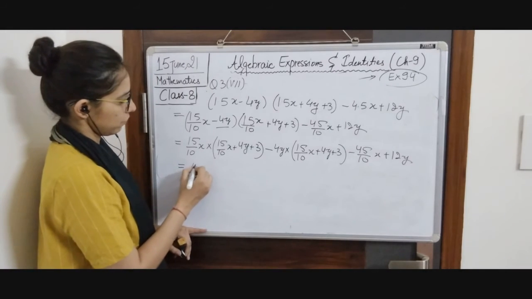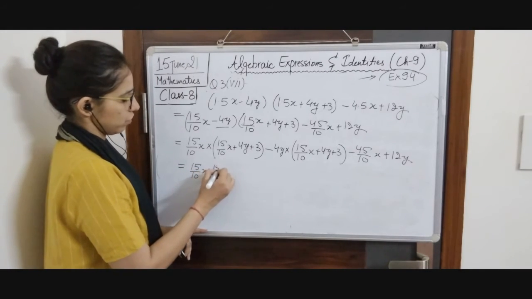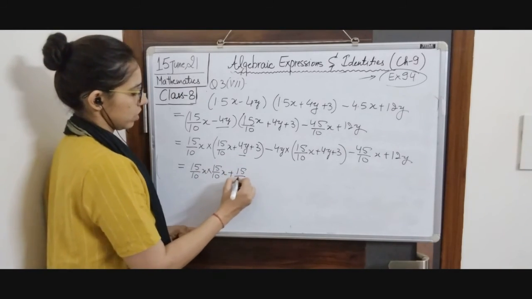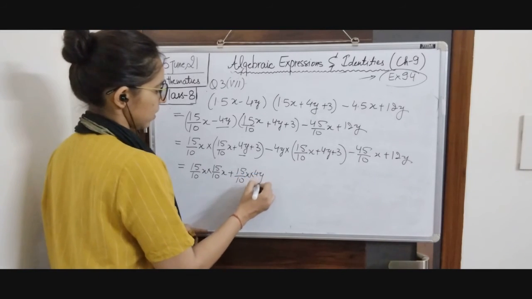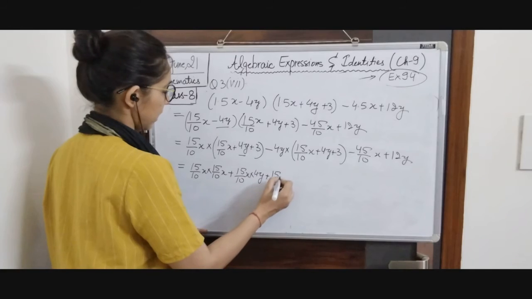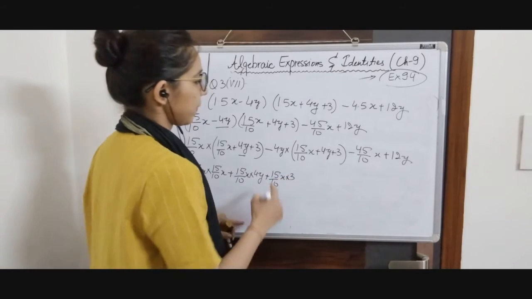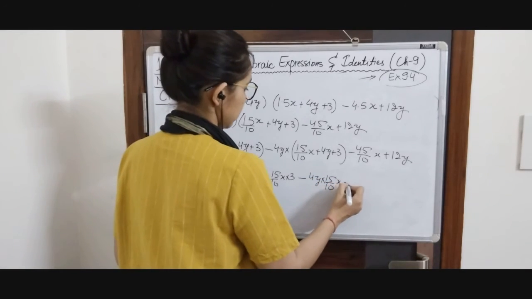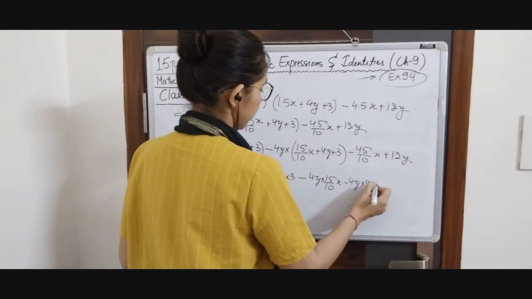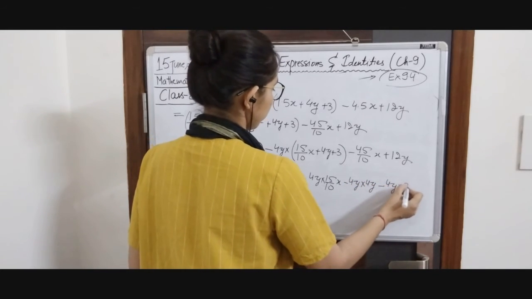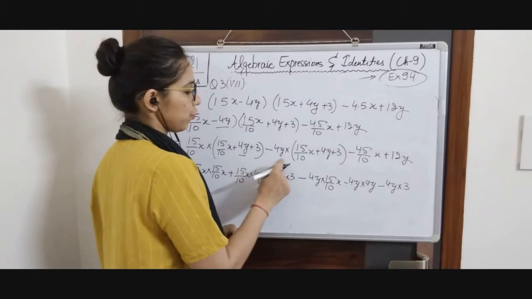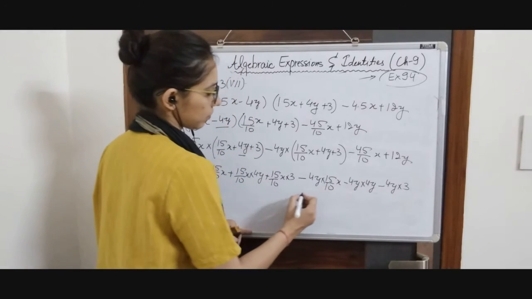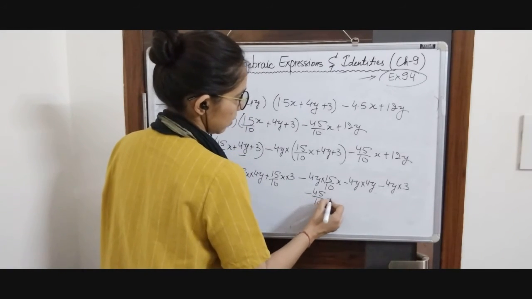Here we will get (15/10)x into (15/10)x, plus multiplication with the next term, which is (15/10)x into 4y, then multiplication with the next term, (15/10)x into 3. Alright, now the next one is minus 4y into (15/10)x, 4y into 4y, minus 4y into 3. I am keeping my negative sign with 4y in all three terms. Remember to do that. Plus 12y.